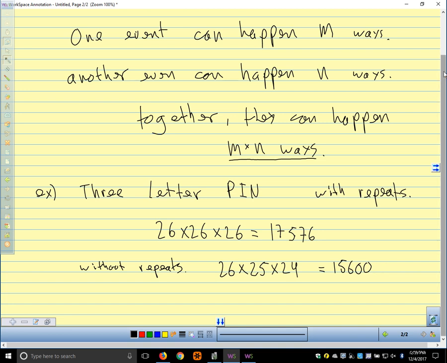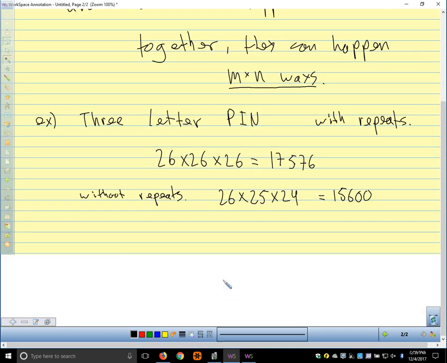What if we wanted to make words without repeats with all the letters of the alphabet?